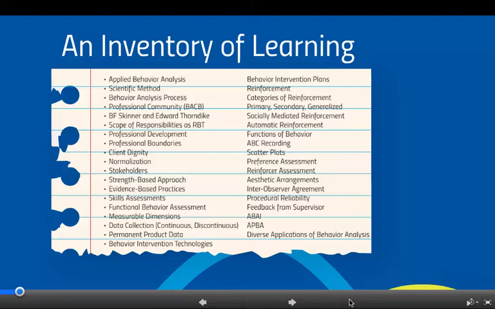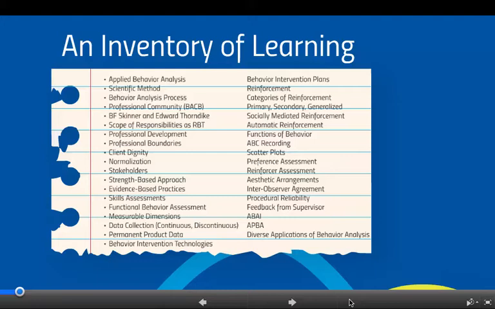You've learned about different types of reinforcement. There's primary, which is the unconditioned, there's secondary, which is conditioned, and then generalized reinforcement. You've learned about socially mediated reinforcement, that is reinforcement coordinated by another person, that being different from automatic reinforcement that does not require any kind of social interaction.